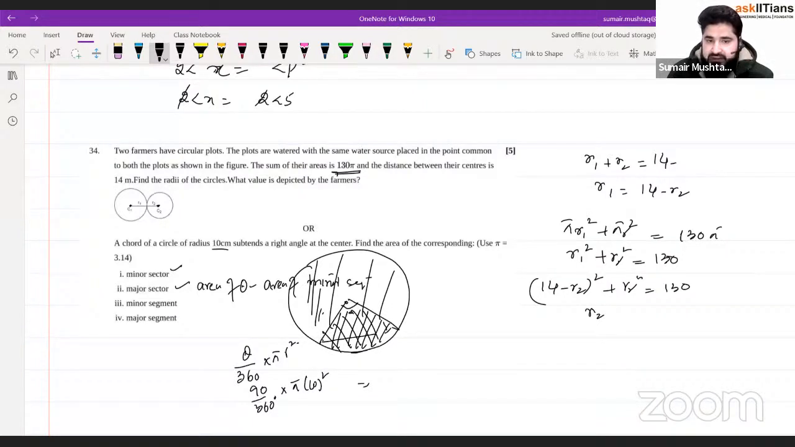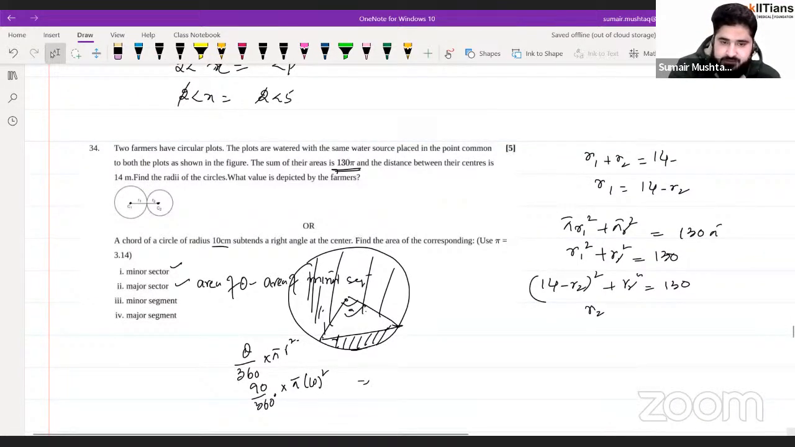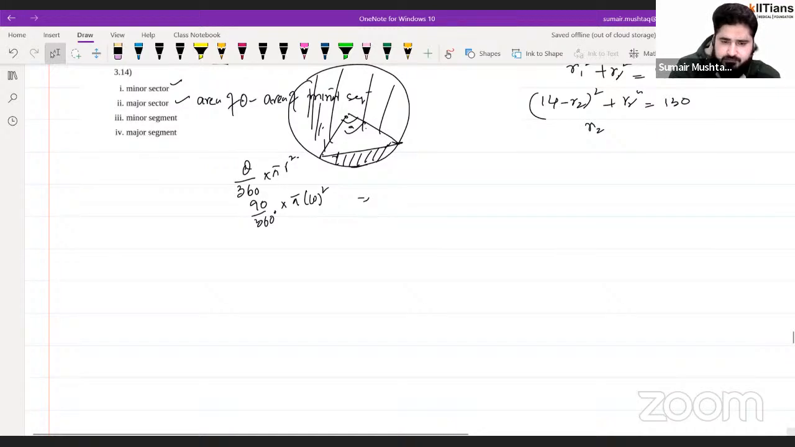Now, how to find the area of a segment? Segment means this part. How to find the area of a segment? This is the area of a triangle minus area of a sector. Area of a major segment, that is the rest of the part. Okay. This can be done accordingly. You can do this.